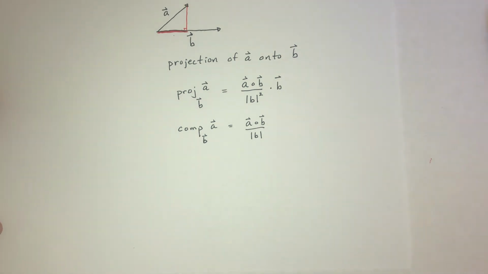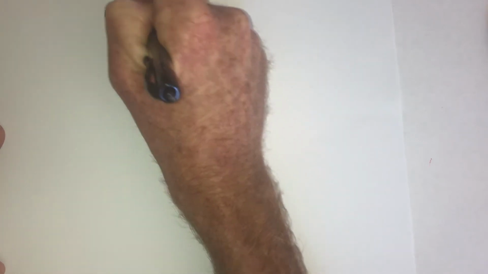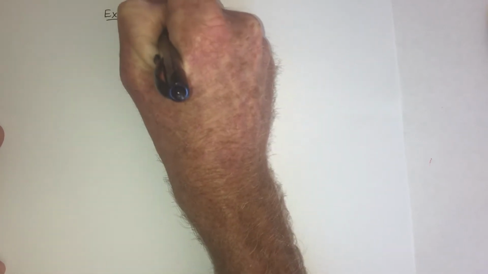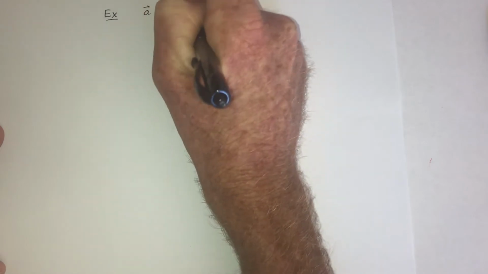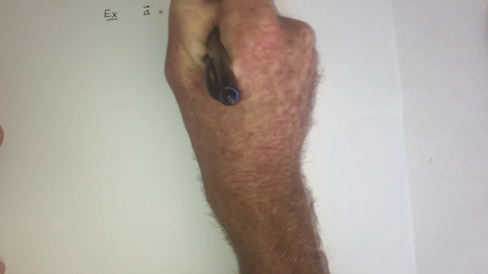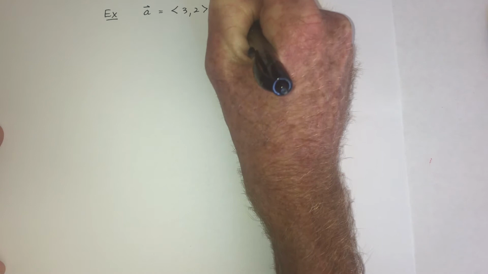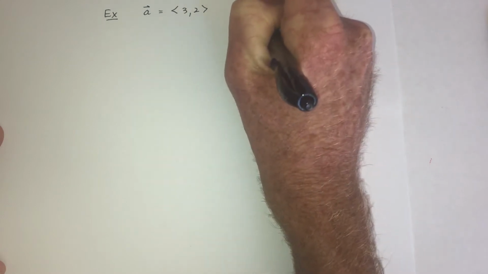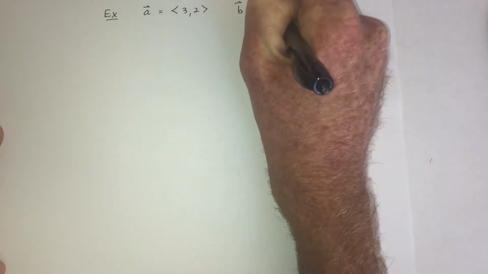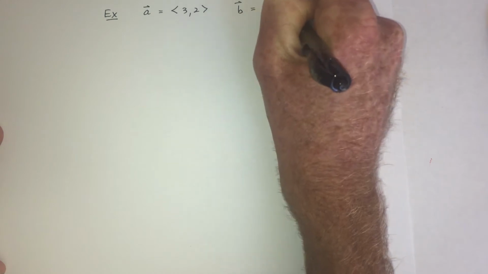So let's do an example. So for example, suppose that vector A is 3, 2. And vector B is 8, 0.